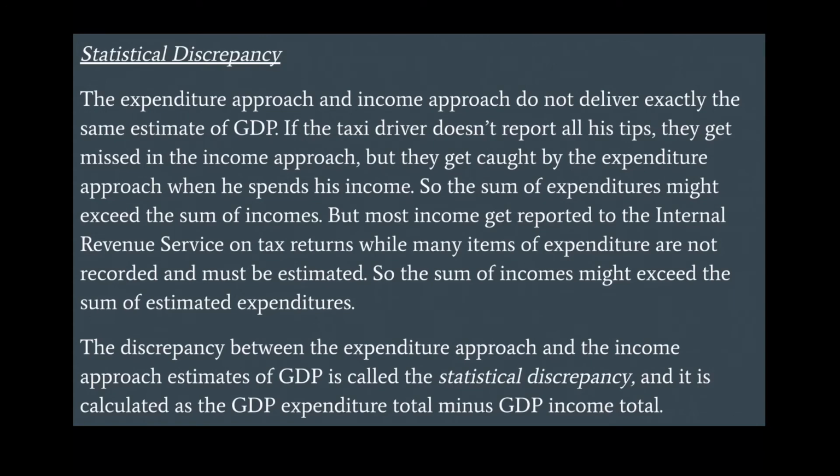Statistical discrepancy. The expenditure approach and income approach do not deliver exactly the same estimate of GDP. If the taxi driver doesn't report all his tips, they get missed in the income approach, but they get caught in the expenditure approach when he spends his income. So the sum of expenditures might exceed the sum of incomes. But most income gets reported to the Internal Revenue Service on tax returns, while many items of expenditure are not recorded and must be estimated. So the sum of incomes might exceed the sum of estimated expenditures. The discrepancy between the expenditure approach and the income approach estimates of GDP is called the statistical discrepancy, and it is calculated as the GDP expenditure total minus GDP income total.